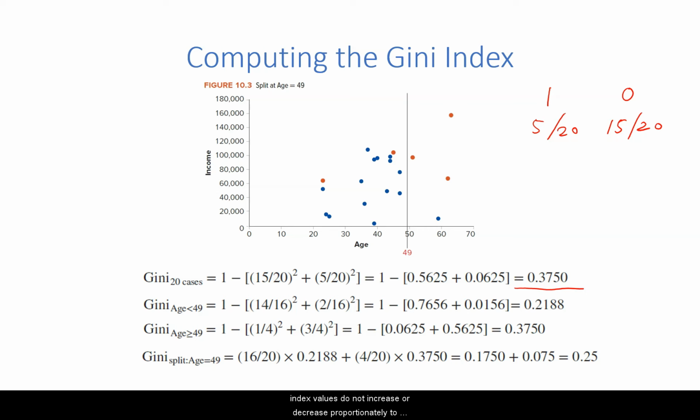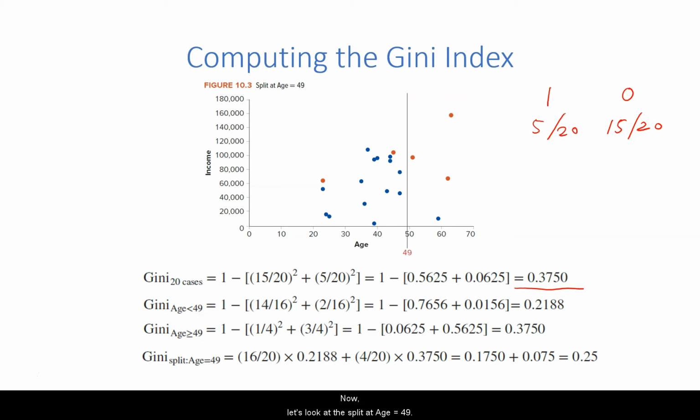Please keep in mind that Gini index values do not increase or decrease proportionately to the degree of purity. So a Gini index value of 0.25 does not mean that the dataset is half as pure as a completely pure dataset. Therefore, it is best to interpret Gini index values as rankings of purity or impurity.